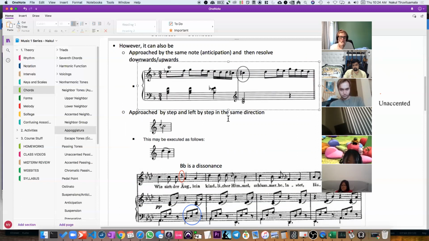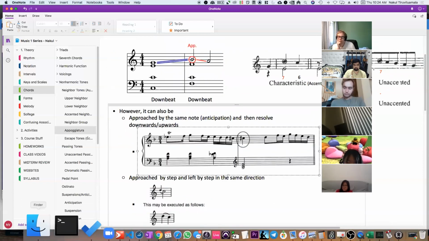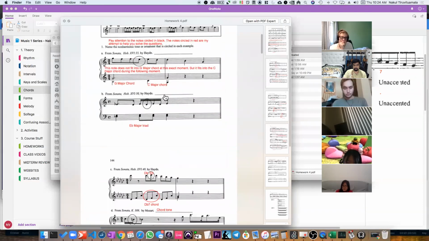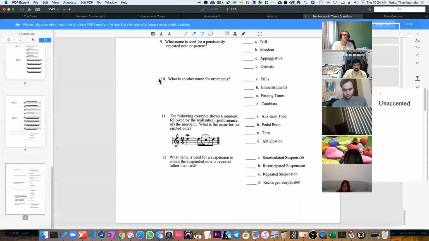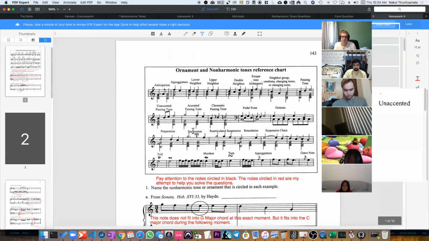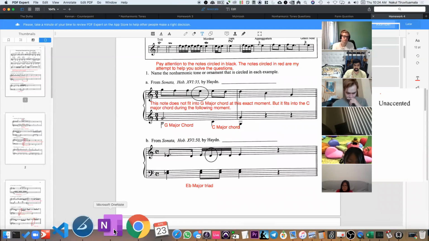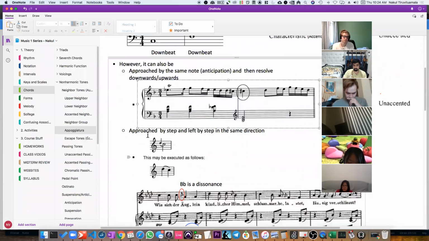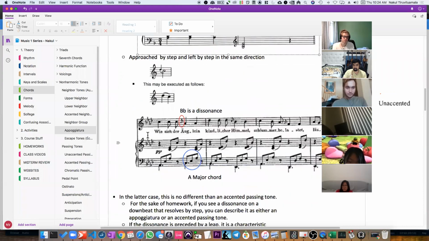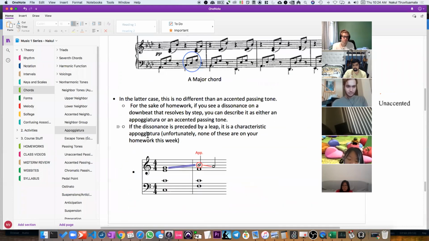Yes. So anyway, this is precisely why I gave you so many different things on the homework, like a crossword puzzle. If I open up the homework for you, you're going to see lots of little hints. This note does not fit into the G major chord at this exact moment, but it fits into the C major chord during the following. So you're going to be prompted in a way that hopefully gets you the right answer. I apologize. I really prepared a lot to talk about this. It's just confusing and there are lots of different definitions, but I want to give you the truth.